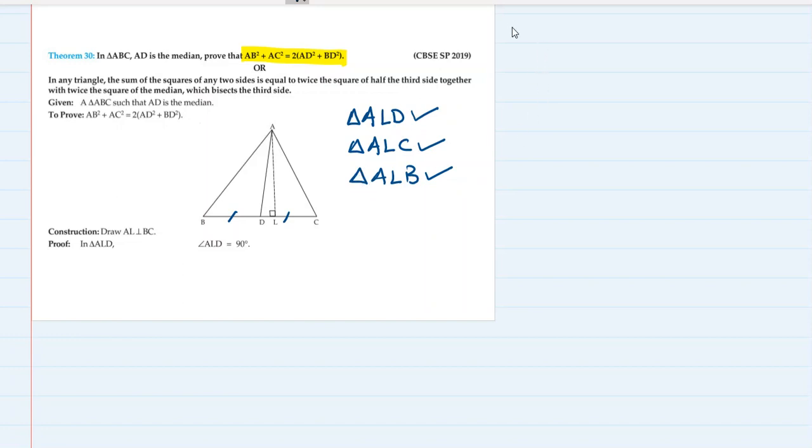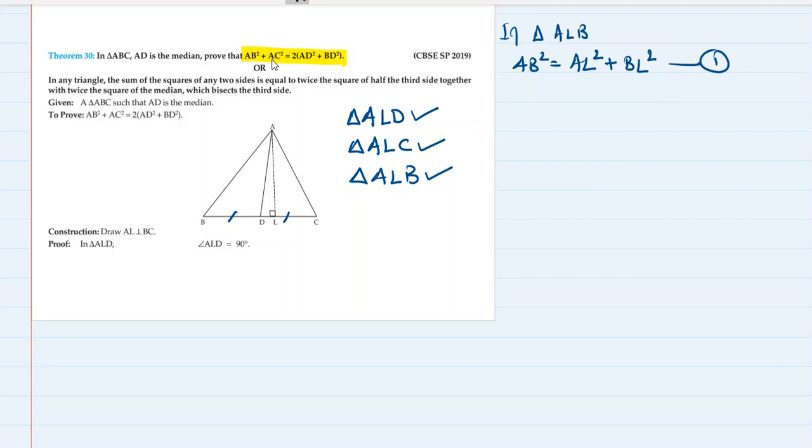Now first, I'm going to take each triangle which I listed over here and apply Pythagoras theorem in that. So in triangle ALB, we get AB square is equal to AL square plus BL square, equation number 1, by Pythagoras theorem in triangle ALB. So at least we got the value of AB square, right?